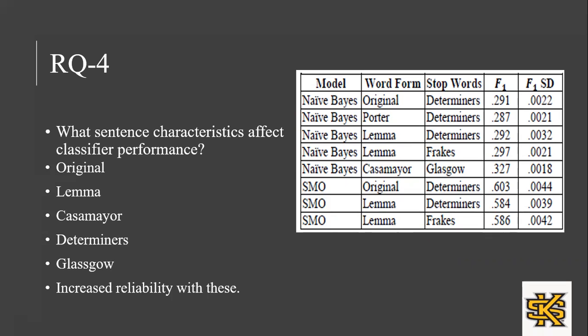By just removing these determiners, that is these stop words, the F1 measure increased by 27%. Longer stop word lists have almost no effect on SMO, which is one of the major findings in this research.